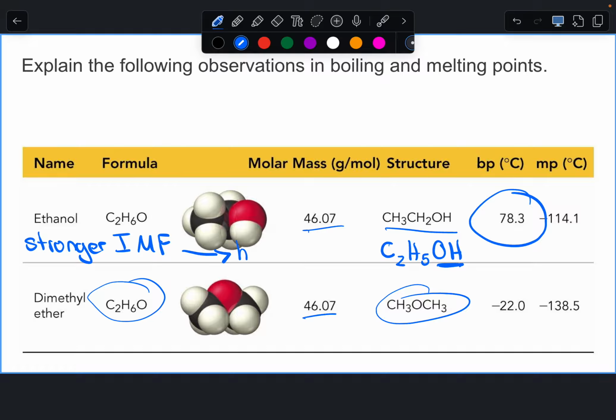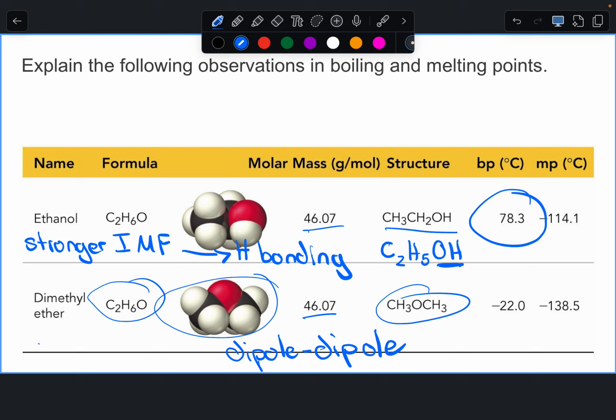So that's why this one, so H bonding, that's why this one has the higher boiling point, because it has hydrogen bonding, whereas this guy, it does have the oxygen in there. So like we said, it's got the oxygen. We know it's at least polar, but the oxygen isn't bound to a hydrogen. So this is just dipole-dipole. So that's why it's got the weaker intermolecular forces and therefore the lower boiling point.